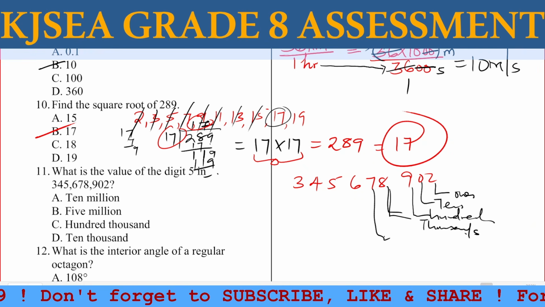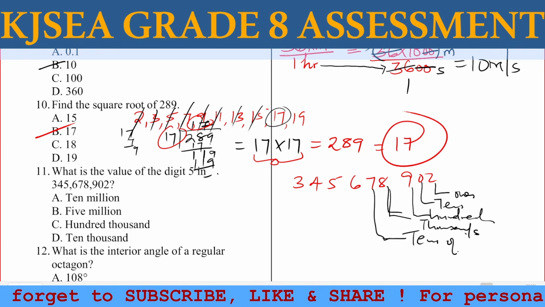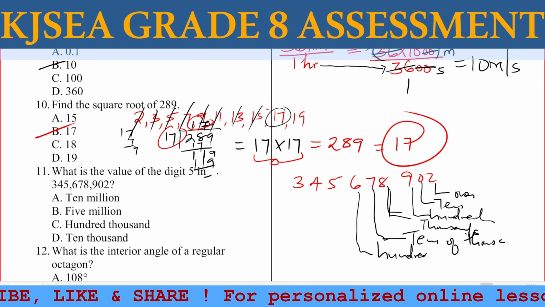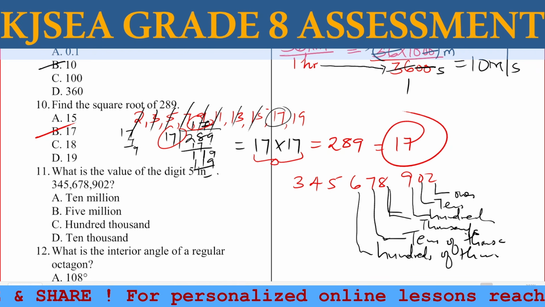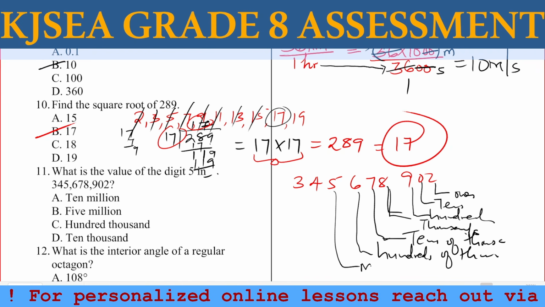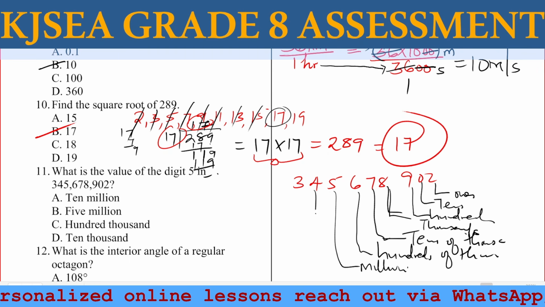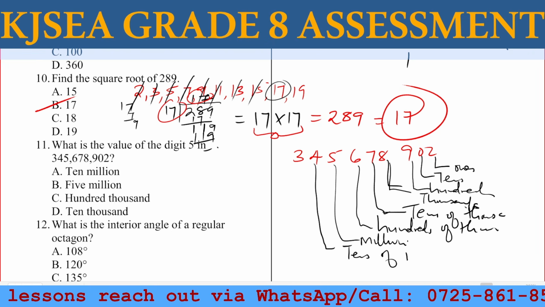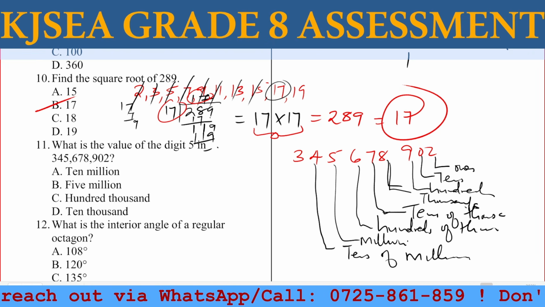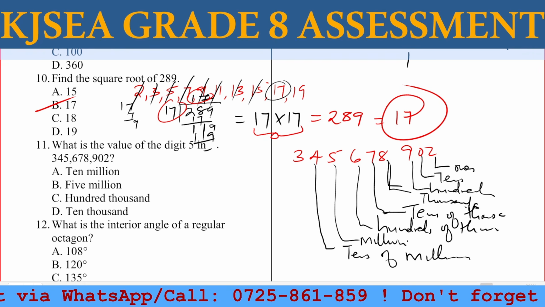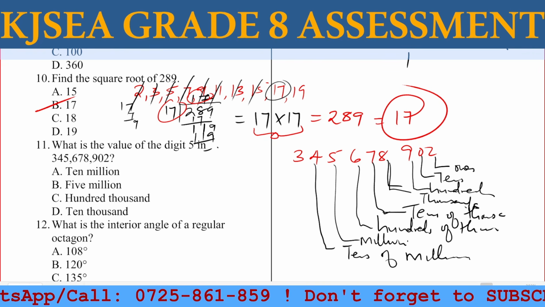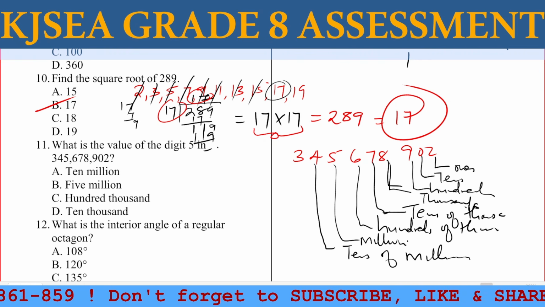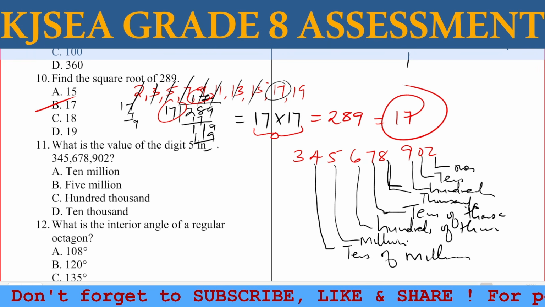Then we have tens of thousands. Then this one is hundreds of thousands. Then from here, this one is the million. And then we have this one is tens of millions. So already you have seen that we have 5 in the place value. The place value of digit 5 is a million.